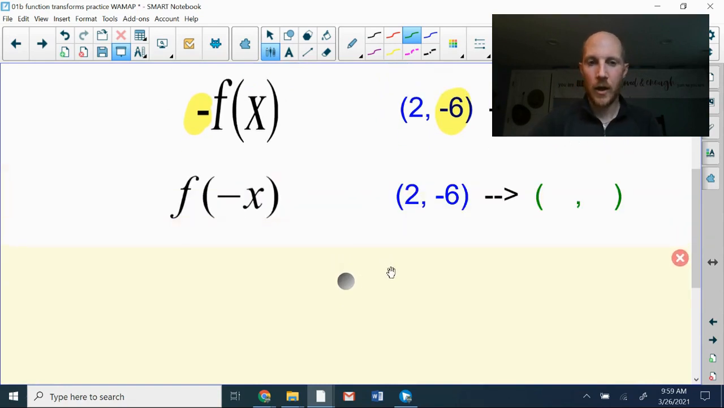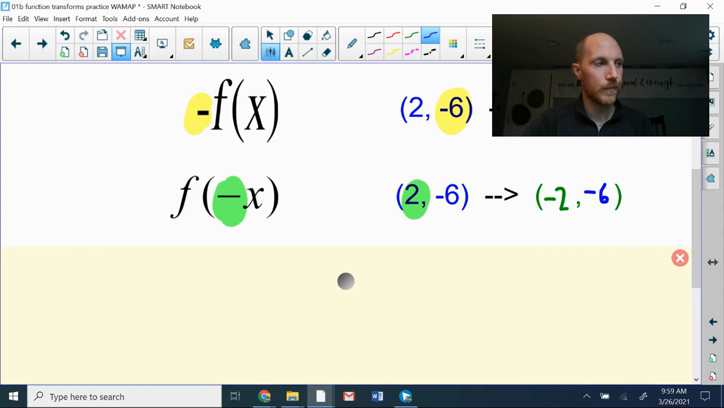Next, f of -x. So this time I've got that negative coefficient inside the function notation parentheses. So this is going to affect the x coordinate. It's going to give it the opposite sign. I'm just going to take that 2 in the coordinates and multiply by the -1 in the function notation. So my new x coordinate will be -2. The y coordinate of -6 is unaffected by what I've just done, and so it will remain unchanged as a -6.